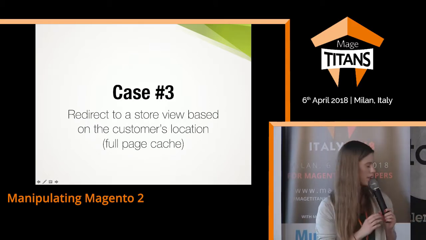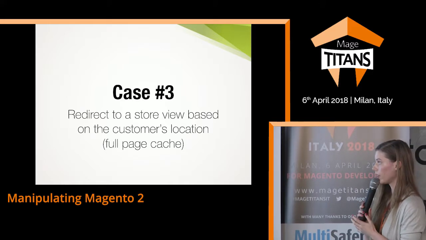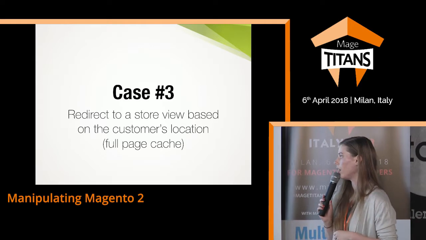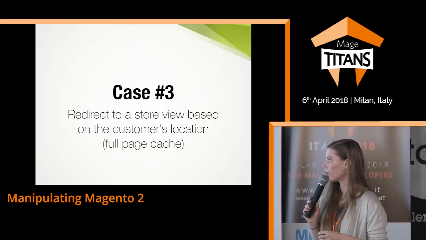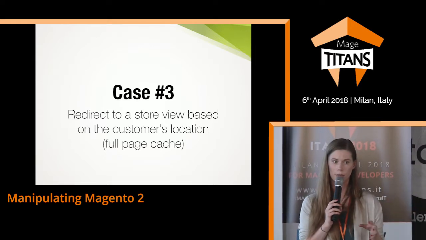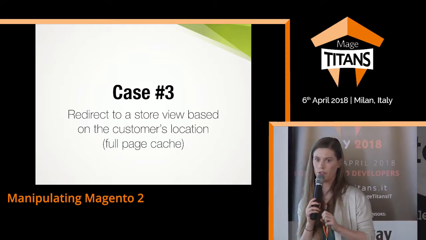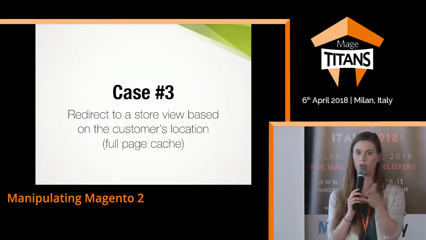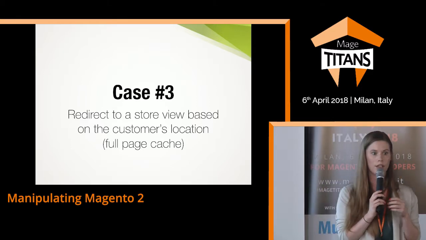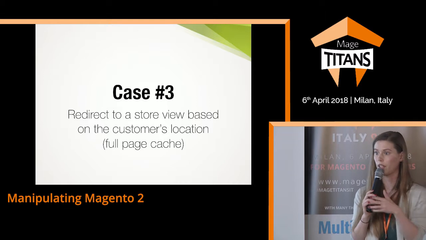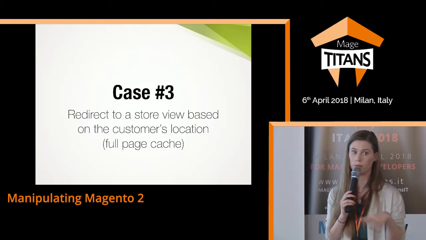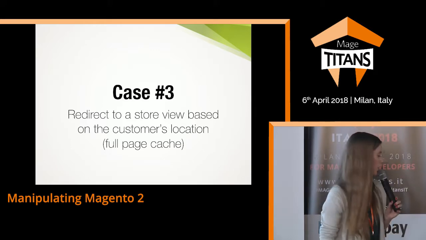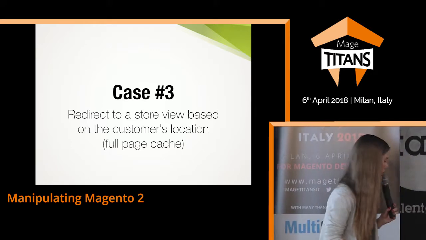Our third case I've added recently because I've worked on a project where I needed to do this, and it was quite interesting. So we want to redirect a customer. If it comes to our domain for the first time, we want to redirect it based on its location to a certain store view. So we want to see if its location is Italy and we have an Italian store view, we want to redirect our customer to that store view. How can we do this? And how can we do this in a performant way?